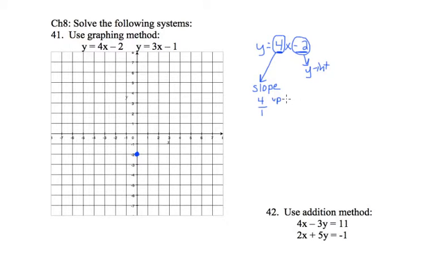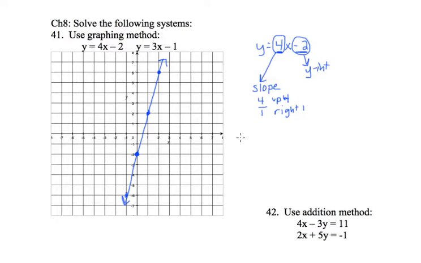So this one is telling me that my pattern is to go up 4, right 1. If that were a negative slope, I would go down 4, right 1. So up 4, right 1. Up 4, right 1. I can do the same pattern backwards too. And there's my line. I always check to make sure my slope's going the right way. I have a positive slope, so from left to right, I should be going uphill.